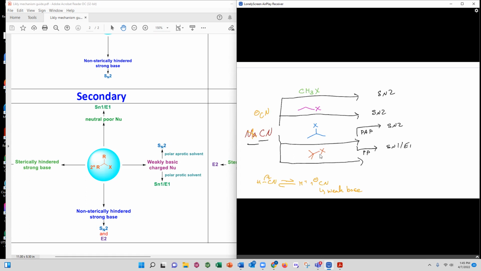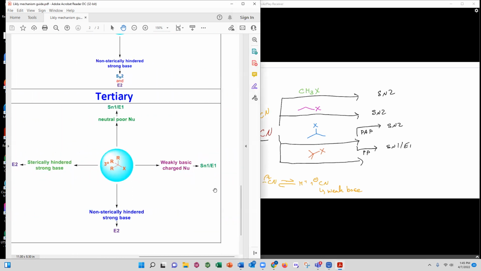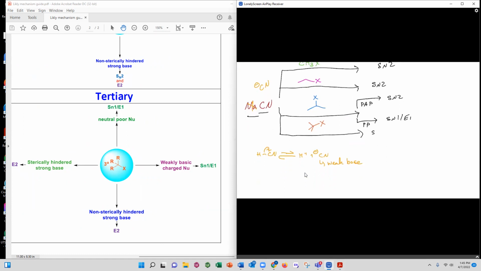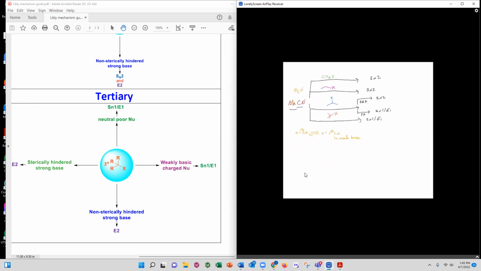Tertiary substrates are a lot more straightforward. They're incapable of SN2. Again, we've already discussed that cyanide's not a strong enough base for E2. So the only pathway, okay, that we can see, tertiary substrate, weakly basic charged nucleophile, we're going to see SN1 and E1, okay? And so again, let's take a look at these reaction mechanisms.